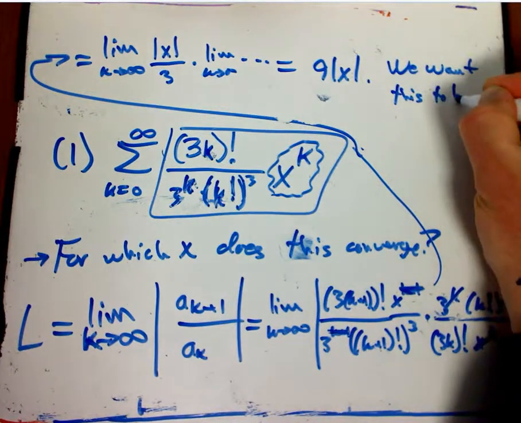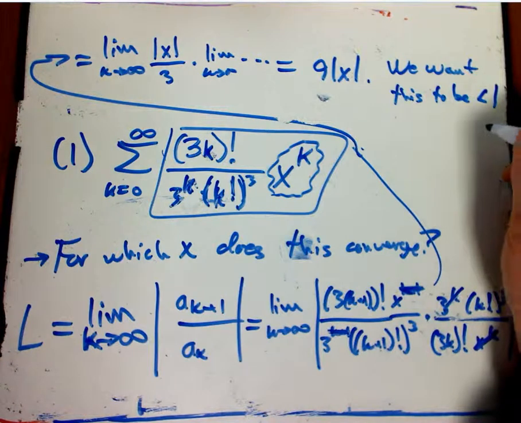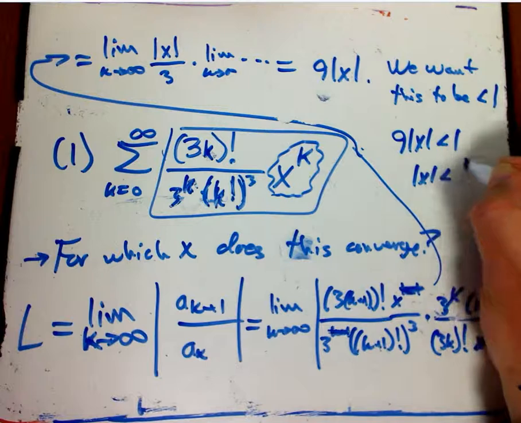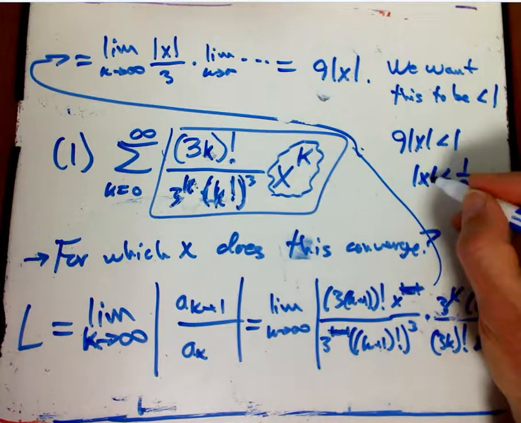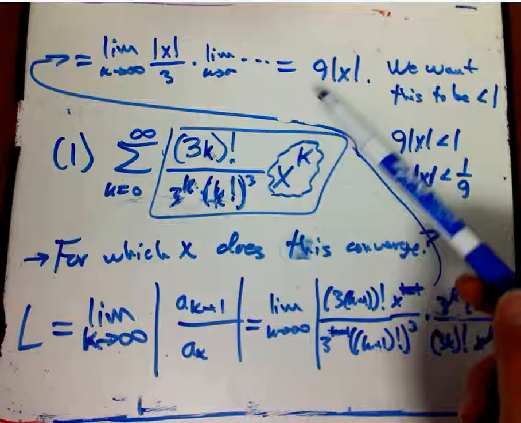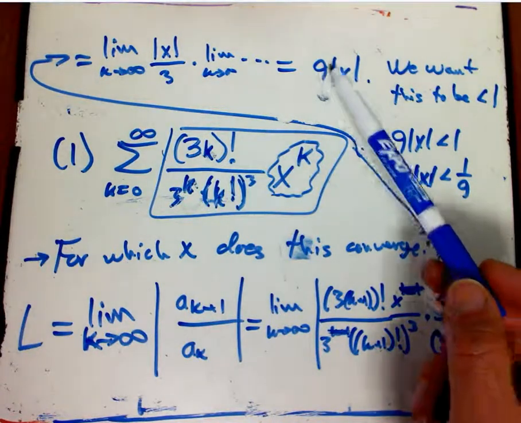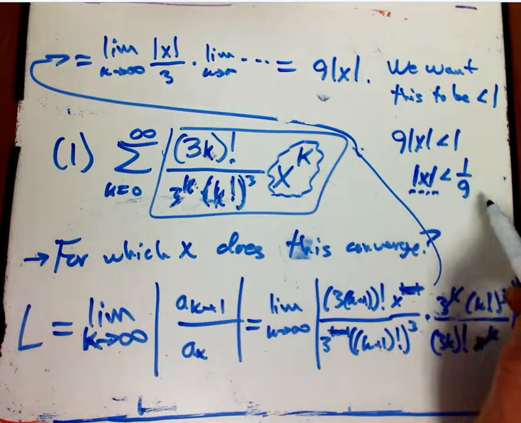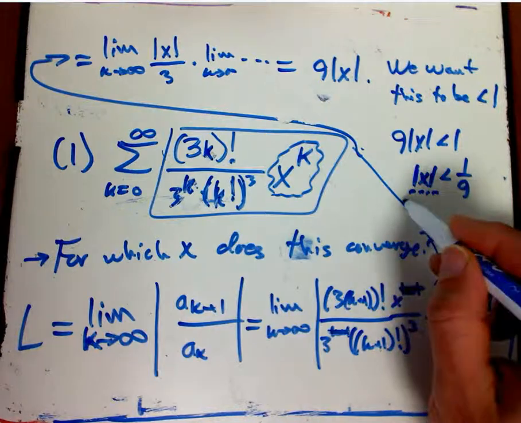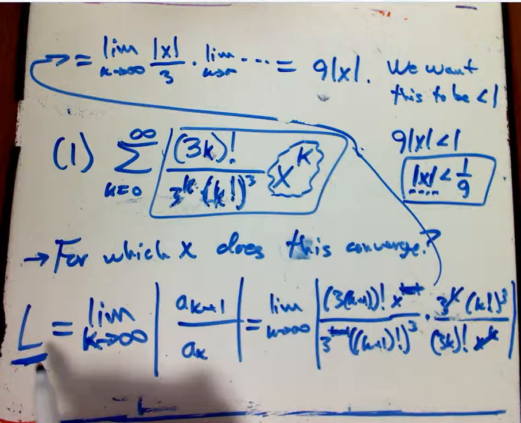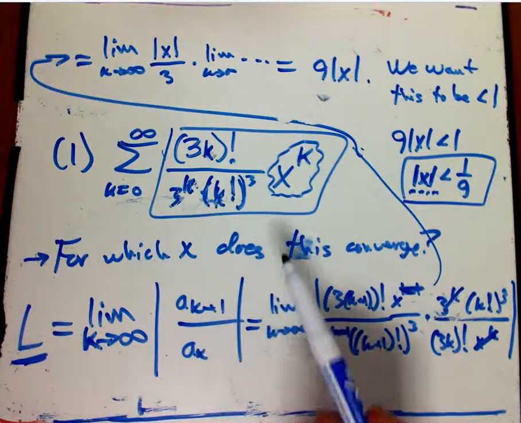We want this to be less than 1. So 9 absolute value of x less than 1, absolute value of x less than 1/9. You might have guessed that a few minutes ago when I was talking about how we want to counteract something that's basically looking like a geometric series with ratio 9. If I put in something else that has ratio 1/9 or less, that should help. So if this is true, then the limit L will be strictly less than 1, and it will converge. And it will converge absolutely.